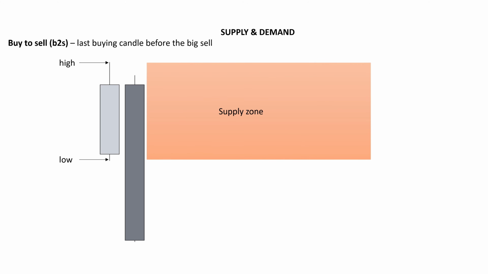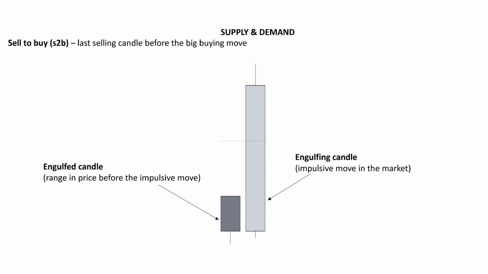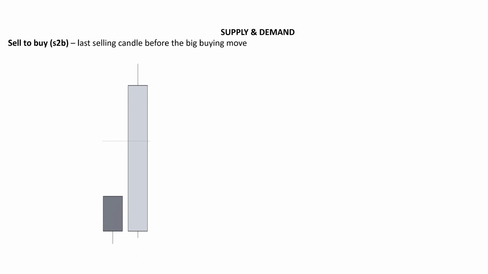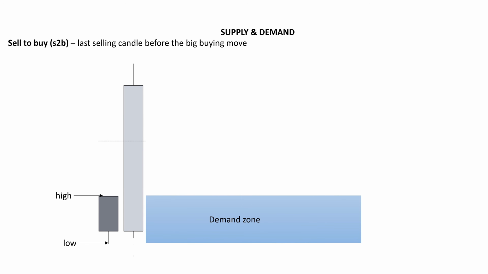Now let us have a look at the demand zone perspective. This is what we call a sell to buy candle, and it represents the area where demand got into control. The engulfing candle is considered as the impulsive move in the market, and the engulfed candle represents the range in price before the impulsive move. This is what we look for when marking out demand. When marking demand zones, we draw a rectangle around the engulfed candle or the last selling candle before price gave an impulsive buy. When the market taps into this demand zone, price will always shoot up.